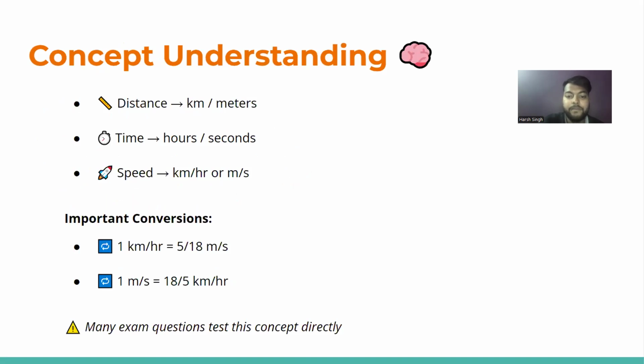Now let's talk about concept understanding and unit conversion. Time is basically measured in hours or seconds. Distance is measured in meters or kilometers. Speed is measured in kilometers per hour or meters per second. The important conversion is 1 kilometer per hour equals 5 by 18 meter per second, and 1 meter per second is 18 by 5 kilometer per hour. The shortcut is, if we want meters per second from kilometers per hour, we multiply by 5 by 18. Many students make mistakes here, so we have to be very careful about the units.